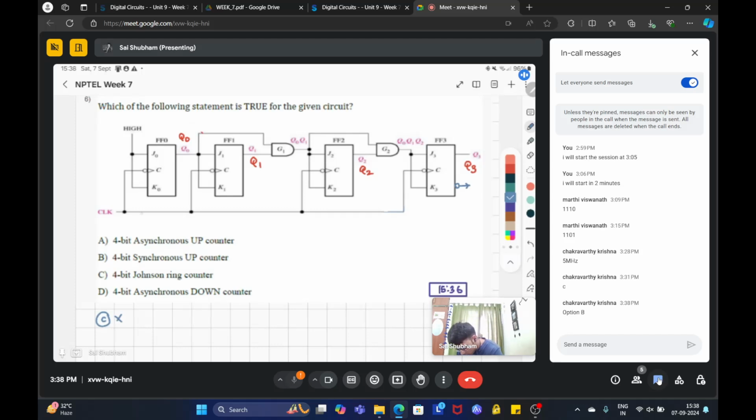As you can see, the same clock is fed to all the flops. As we know, in a synchronous circuit there is a single clock which is fed to all the flops, right? So this is not an asynchronous circuit, which means option A and option D are incorrect, which implies that option B is the correct answer. Okay.